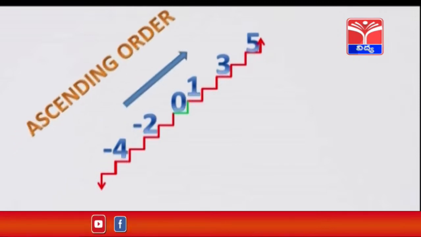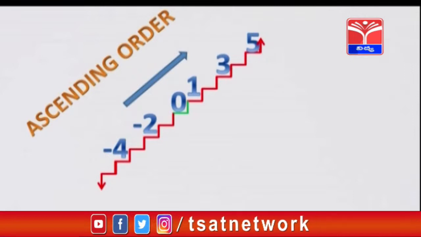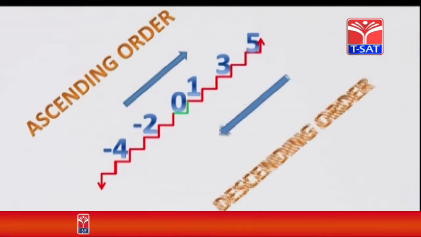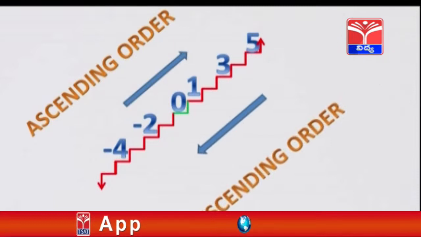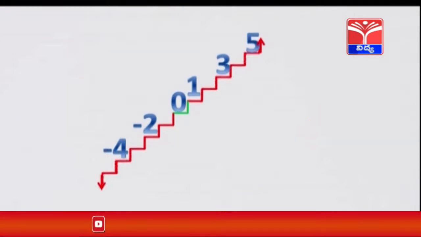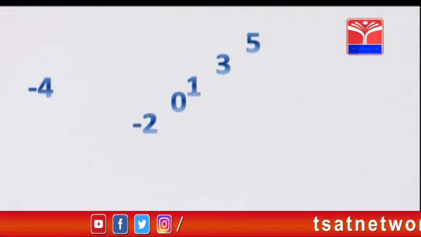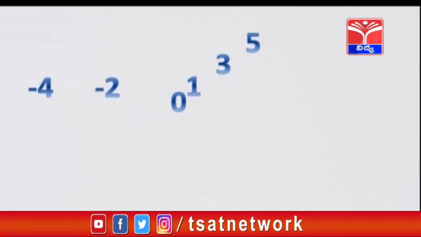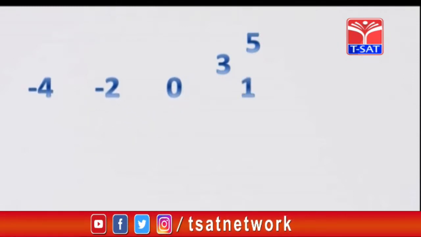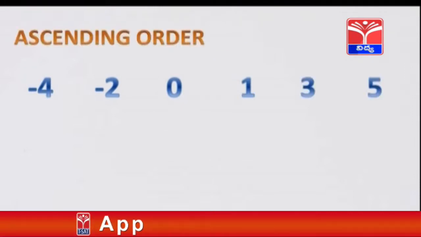When you come from bottom to top, that order will be the ascending order. Suppose you come from top to bottom, this order will be the descending order. Now you are asked to write only the ascending order, so we shall write the ascending order. Take these numbers in order on a horizontal display. So this order is the ascending order.